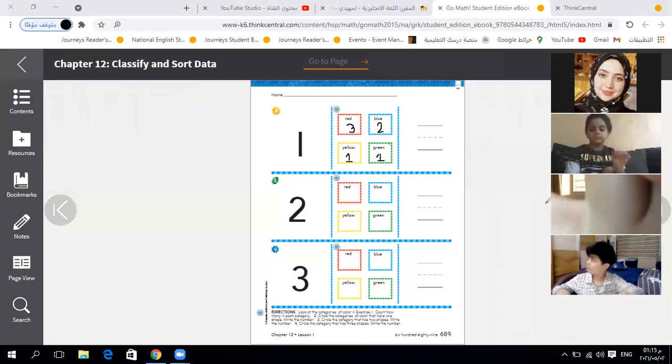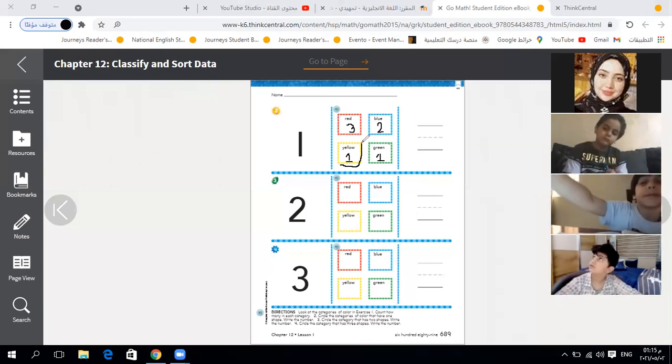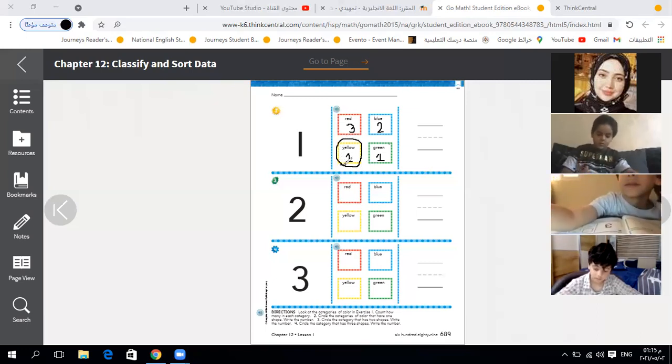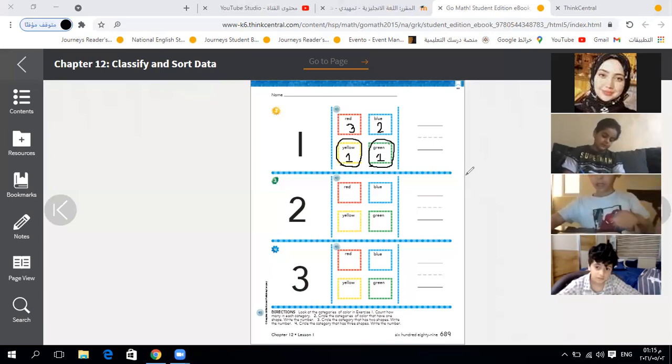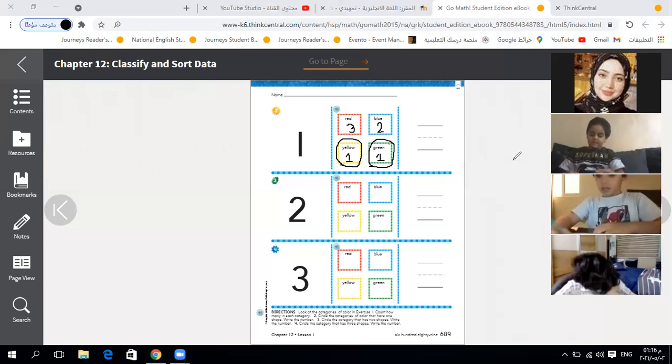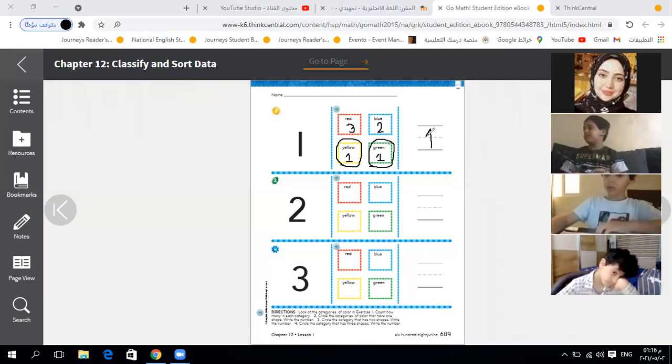The yellow. One yellow, one green. So bravo, we have to circle the yellow category and the green category. They both have only one shape. So we have one shape, okay? They have one shape.